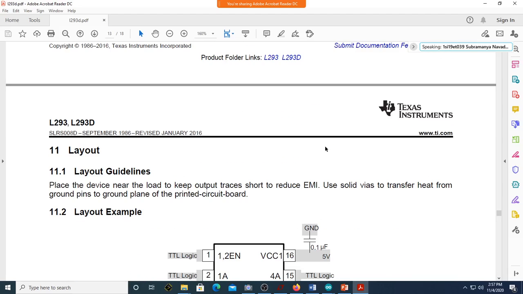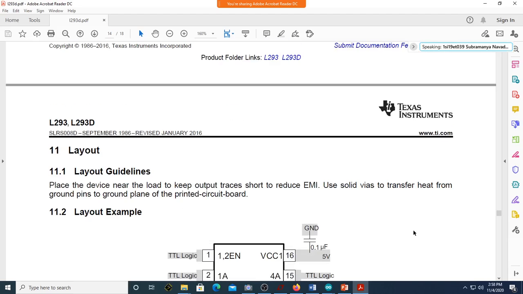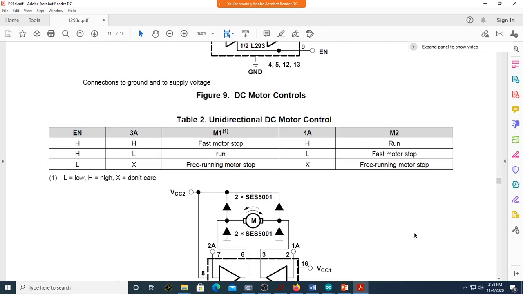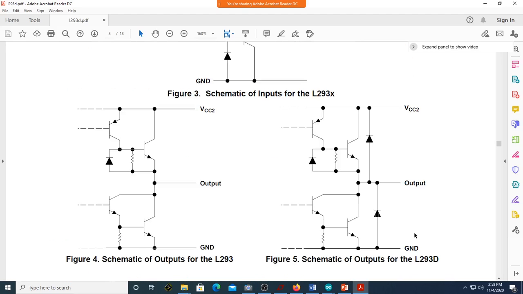So basically, we can interchange sourcing and syncing. Otherwise, if you don't interchange sourcing and syncing, you cannot make the motor run in both the directions. The advantage here is that the output, whatever buffer you have, can source as well as sync. The amount of current it can source is almost equal to current it can sync. Let me just show you that syncing current as well as sourcing current.